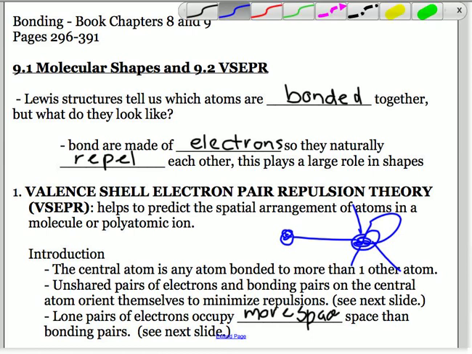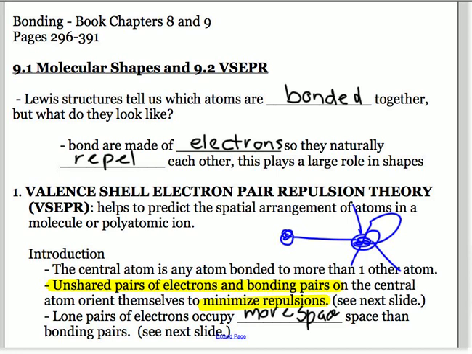One thing you definitely want to highlight is that unshared pairs of electrons and bonding pairs try to minimize repulsion. So they will find their best situation in the 360-degree world they live in, and they're going to try to be as far away from each other as they possibly can. Just like if you have a mortal enemy in a class with you, you're going to try to be as far away from them as humanly possible. Another thing you definitely want to know is that lone pairs actually take up more space. And remember, lone pairs are the ones that are not involved in a bond.